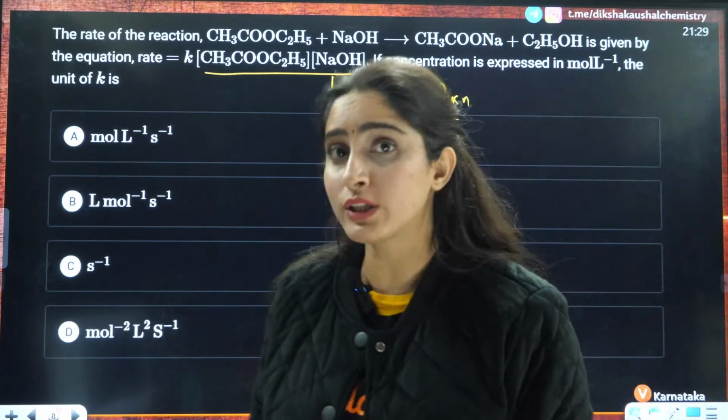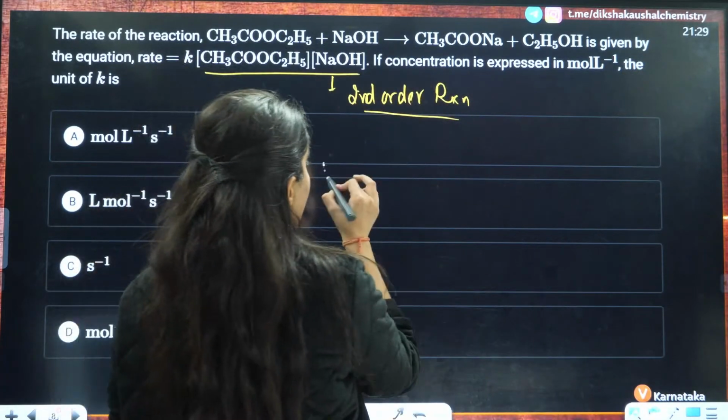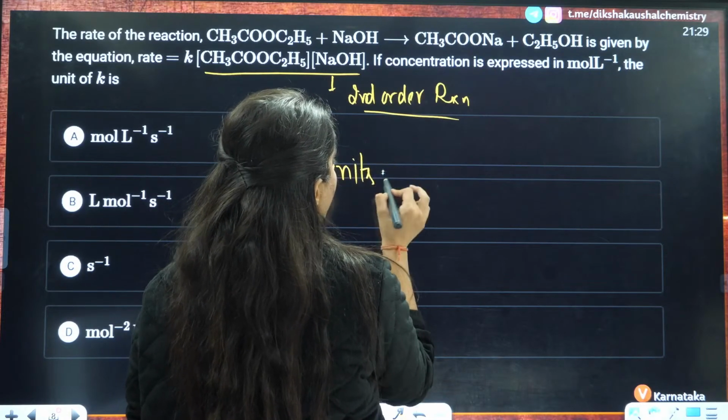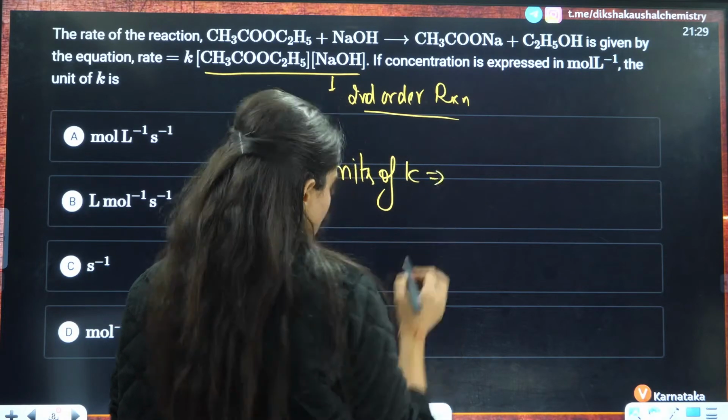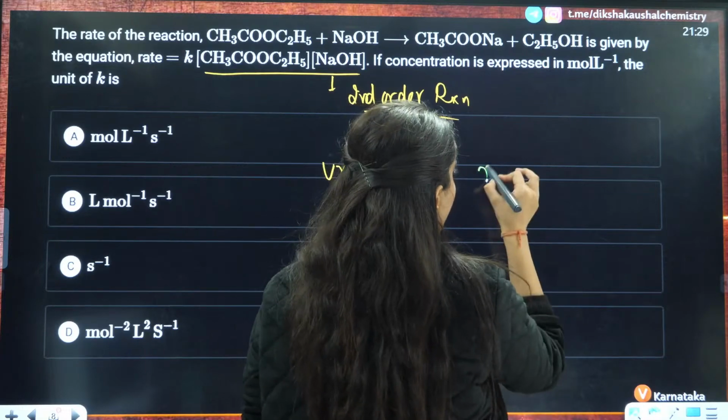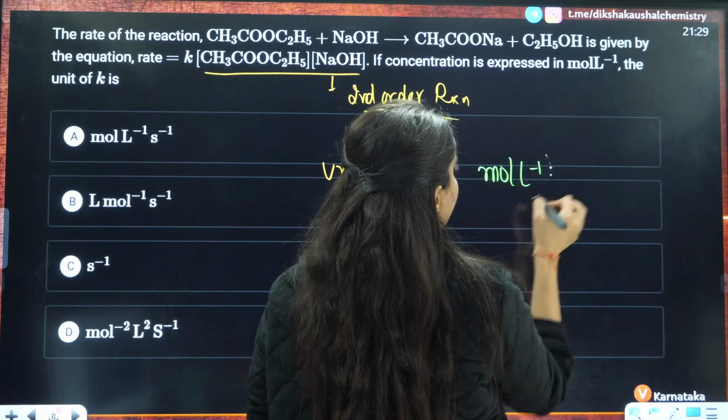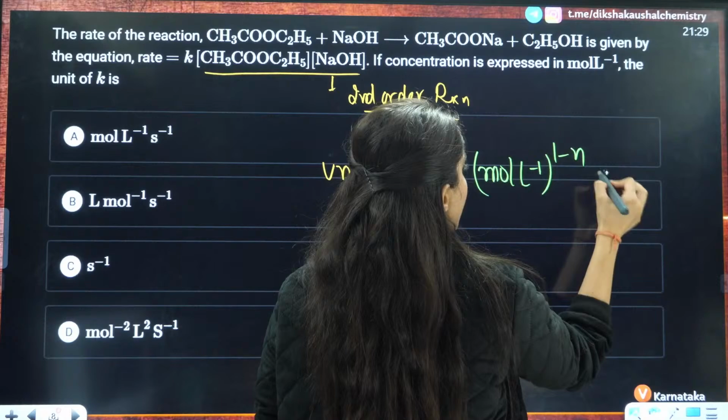Now, we know that the units of K, the general units of K, anybody in the chat box? Units of K are (mole per liter)^(1-n) per second.